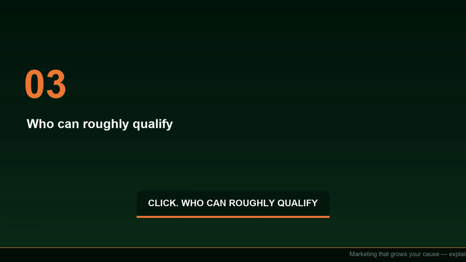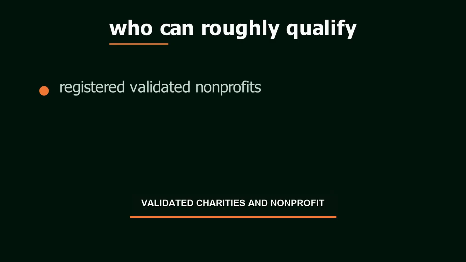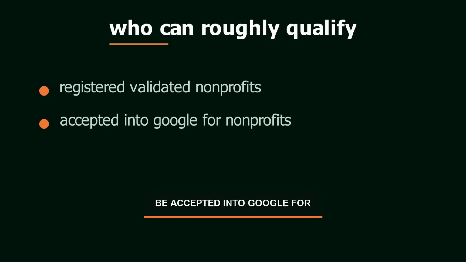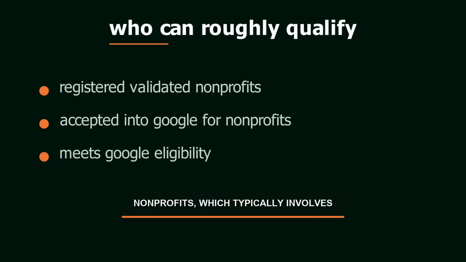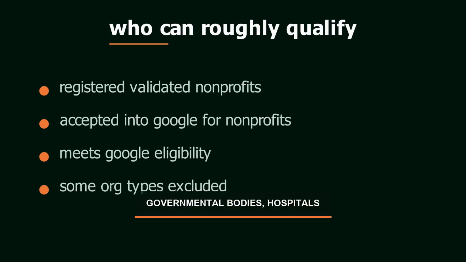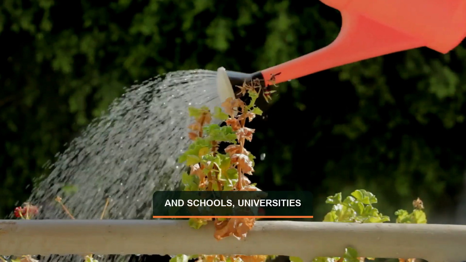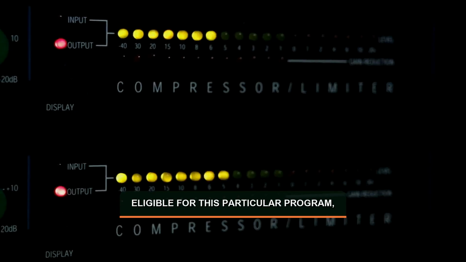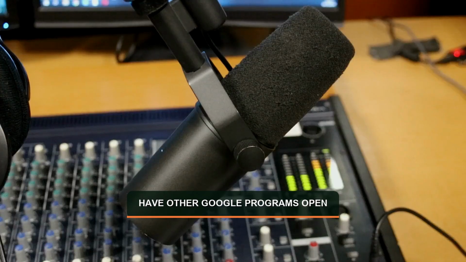Who can roughly qualify. So who is this for? In broad terms, the ad grant is aimed at registered, validated charities and nonprofit organizations that meet Google's eligibility requirements. The usual shape of it is that you must first be accepted into Google for Nonprofits, which typically involves confirming your charitable status through a validation process and then applying for the ad grant specifically. Google also excludes certain types of organizations. Governmental bodies, hospitals and healthcare organizations, and schools, universities and academic institutions are commonly described as not eligible for this particular program, though some of them may have other Google programs open to them.